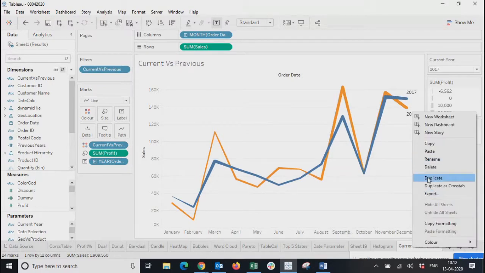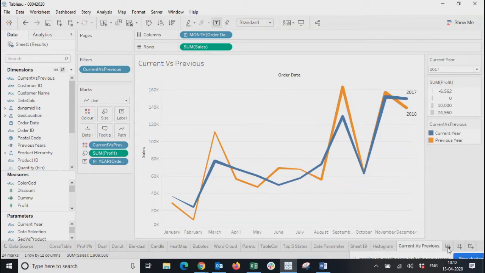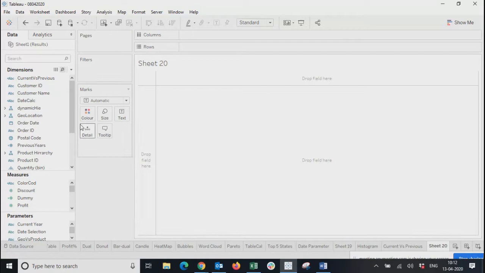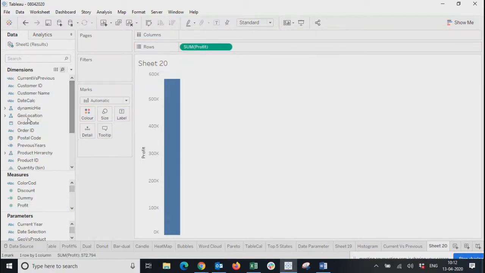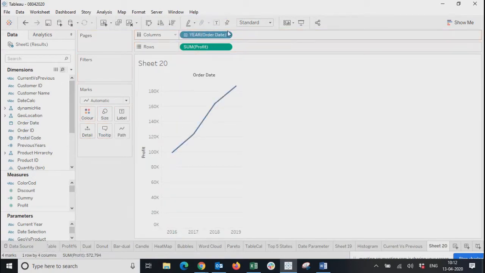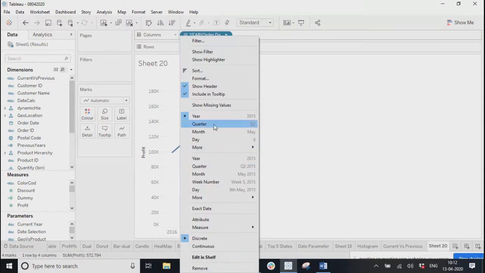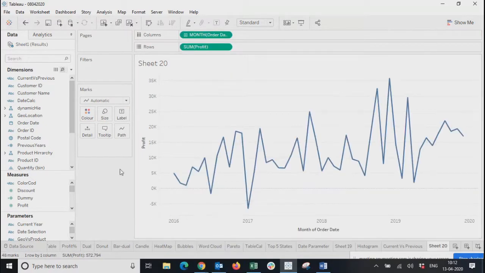I'll create a copy of this, or let's go ahead and create another chart from scratch. We'll put similar fields, for example profit, then we'll take order date and change it into month. Okay, let's talk about this view here. So this view is what it is showing right now. I have my order date in form of months, and I have sum of my profit.